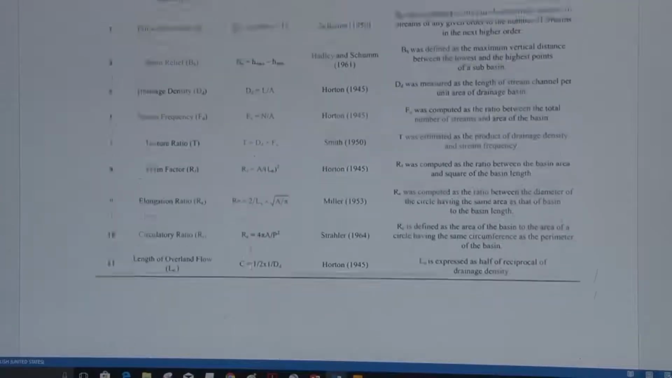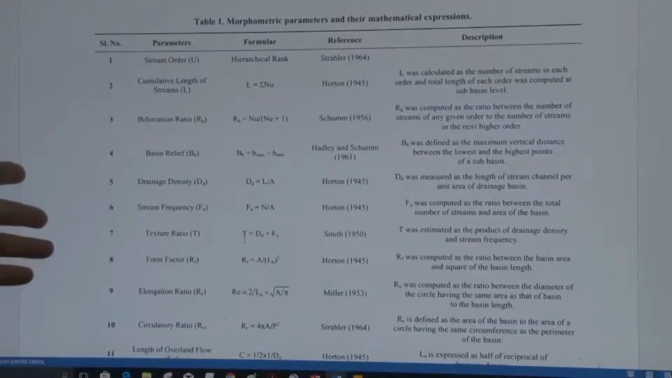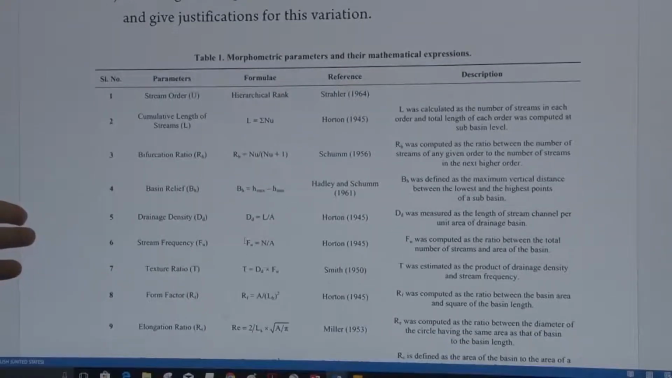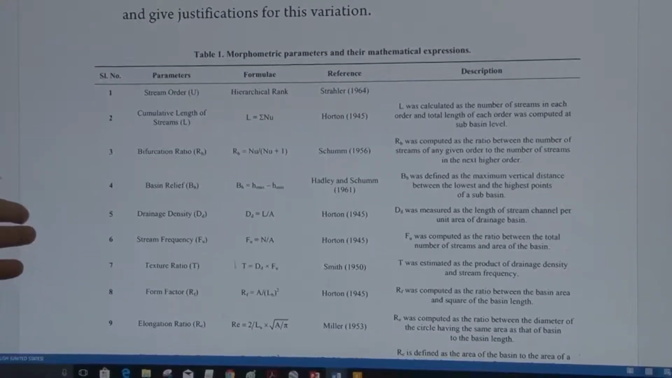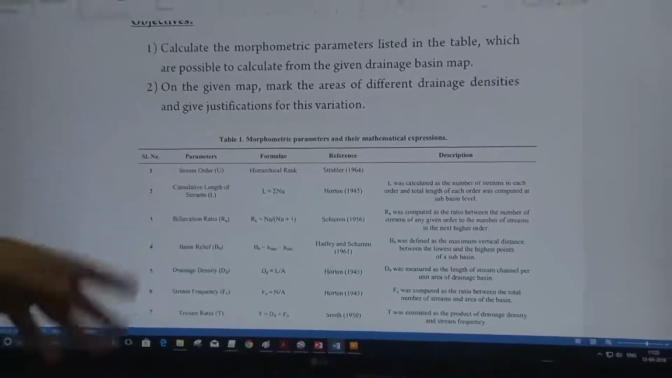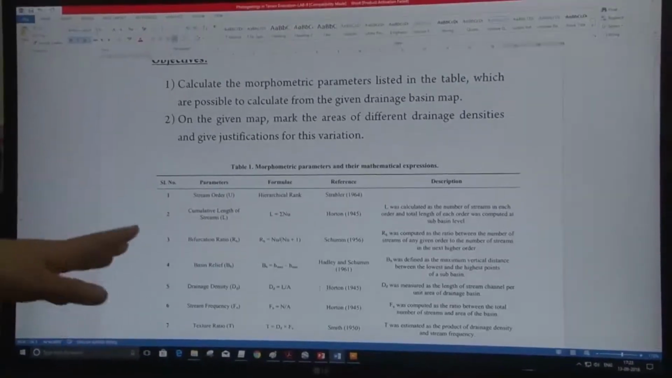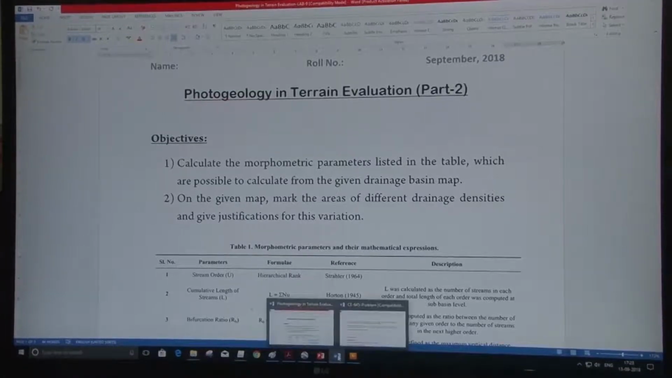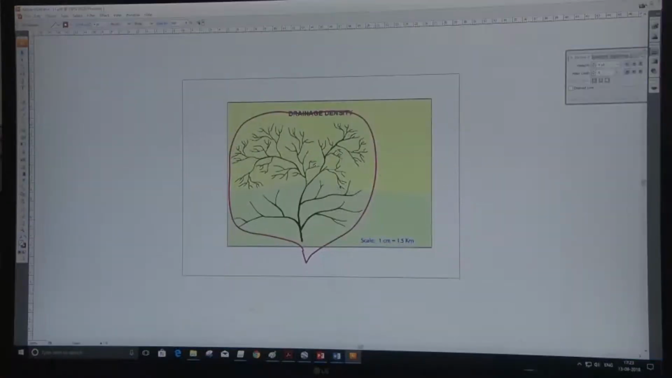Then there are some other parameters. These are called the morphometric parameters. But in our case, these first three or four parameters are important to calculate in this exercise. So suppose, for calculating the total number of streams, you have to count the total number of streams in the first order.